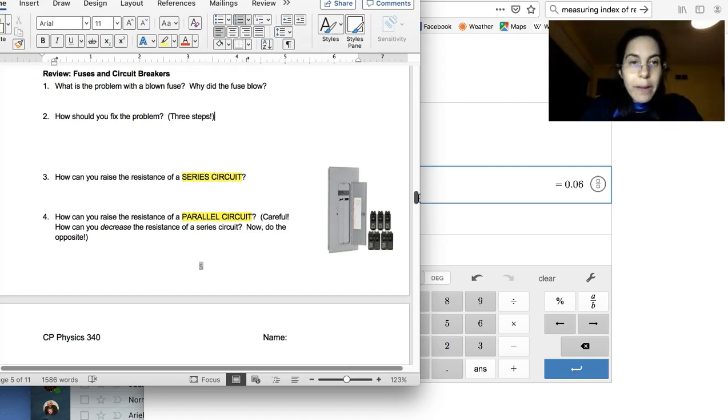You sure? Okay. In a parallel circuit, you should be taking out resistors. You should be unplugging things and switching things off so that you have more resistance and less current. There's our series and parallel. And which one sounds a little bit more like what we do in real life?